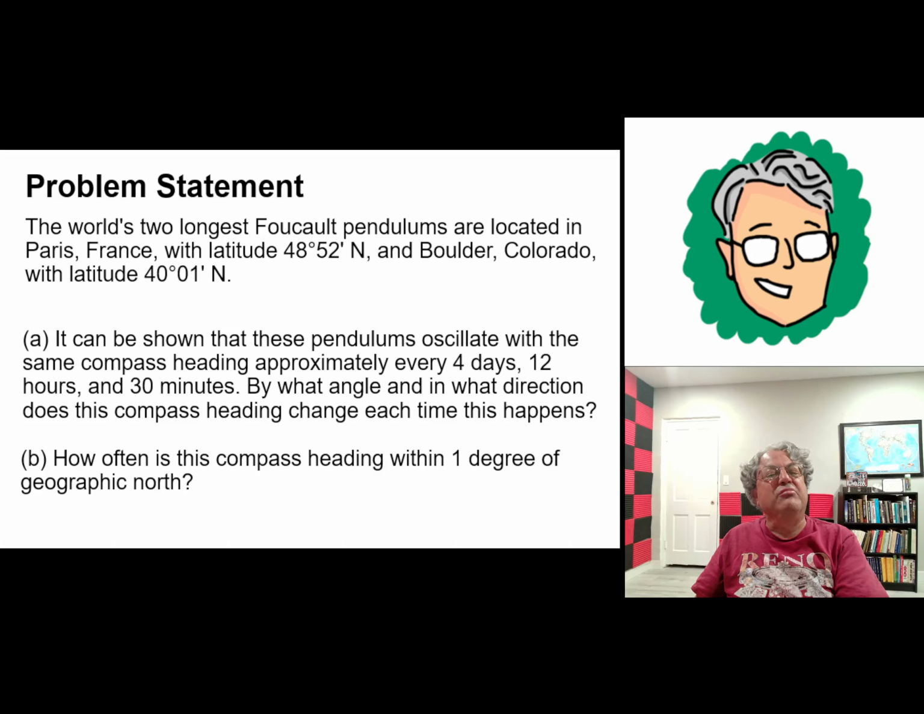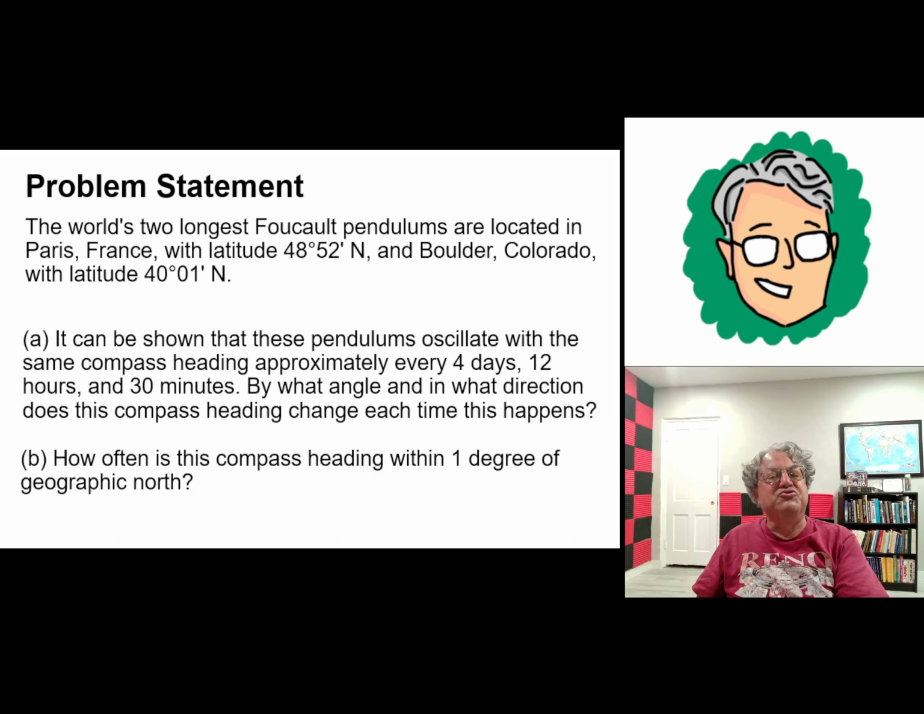So anyway, here's the problem statement. The world's two longest Foucault pendulums are located, the longest one, like I mentioned, in Paris, France, and its latitude is 48 degrees 52 minutes north. And then the second largest one is in Boulder, Colorado. I've never actually been to that one. I've been to Boulder, but I didn't see the Foucault pendulum there. I guess it's at Colorado University, but I haven't been there yet.